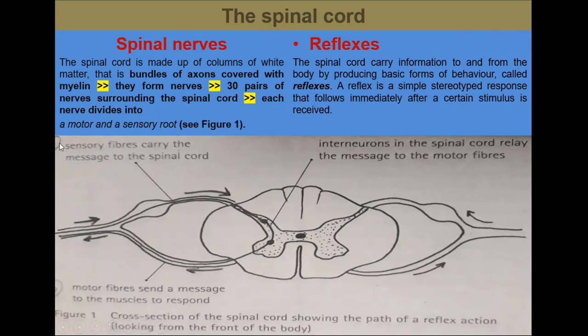Information from the brain, as I'm talking to you right now, then sensory fibers carry the message to the spinal cord for you to respond. How do you respond? Through motor fiber. Motor fiber sends a message to the muscle to respond. Before that happens, there is an interneuron in the spinal cord that acts as a relay station, before the information moves to the motor fiber.